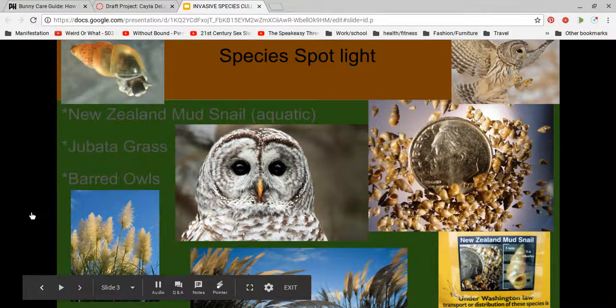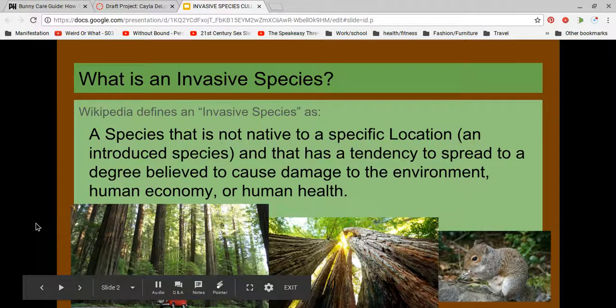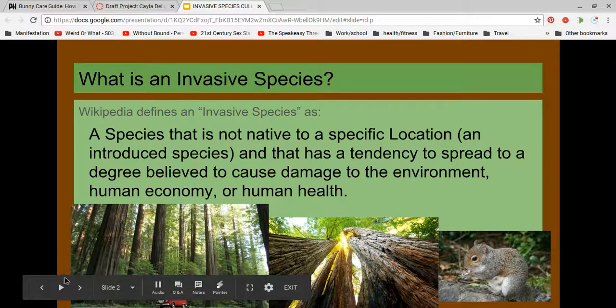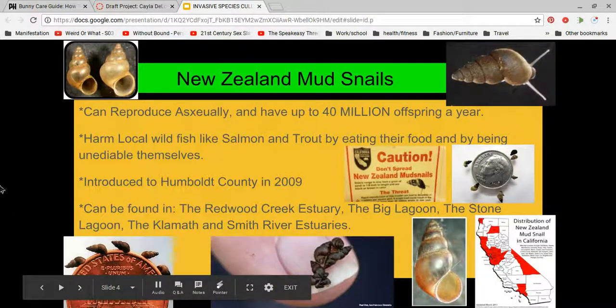So what is an invasive species? Well, according to Wikipedia, an invasive species is a species that is not native to a specific location, an introduced species that has a tendency to spread to a degree believed to cause damage to the environment, human economy, or human health. So the first species we're going to be looking at here is the New Zealand mud snail.